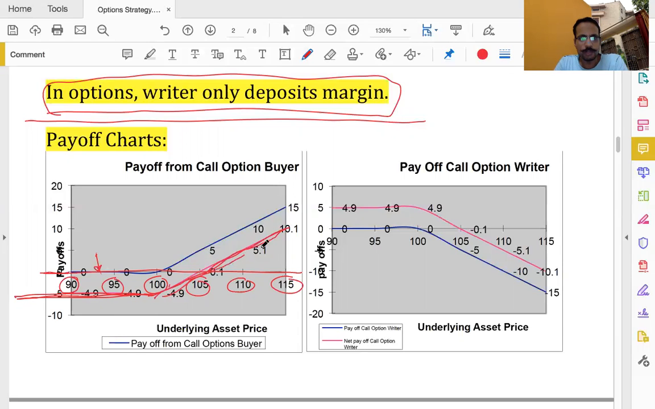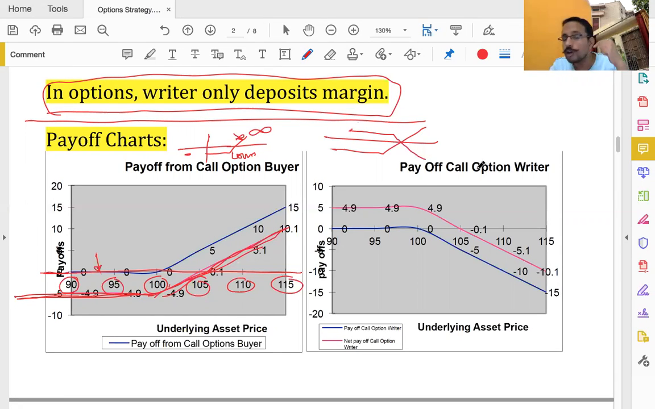So the call option buyer will have a payoff line like this. This is the payoff line of a call option buyer. You can see that there is a possibility of infinite gain and the loss is limited, right? That is a brilliant feature. And just the opposite, if the payoff line is like this, you will have the payoff line of the call option writer.